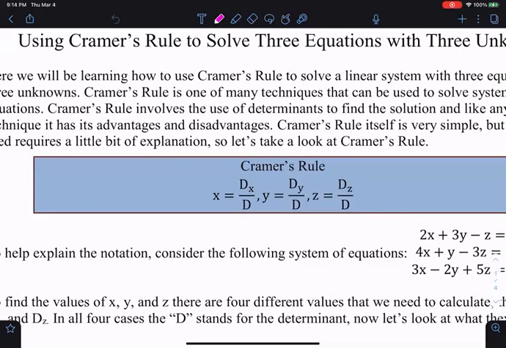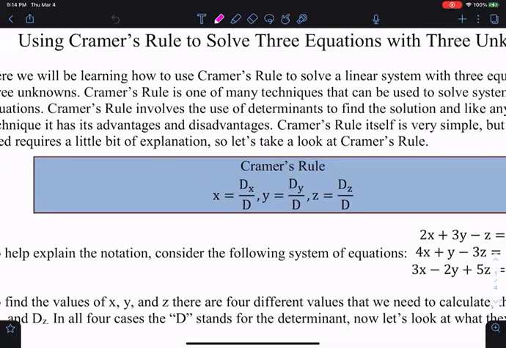One major drawback of Cramer's rule is that when the variables increase in size, so if you have more variables in the system, then it becomes tedious, right? And it becomes computationally expensive. So it's not easy if your system of equations has a lot of variables, like let's say 5 or 6 variables, then it will be inefficient.